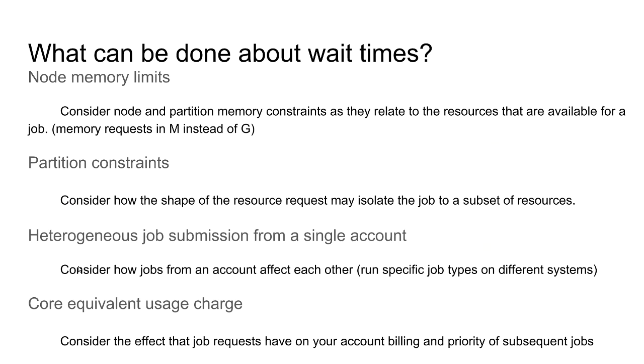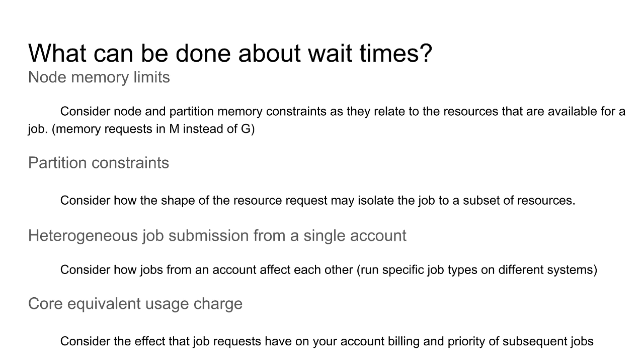Another aspect is that heterogeneous job submissions from a single account can have substantial effects on the wait time of a job. We talked about how different job shapes are more difficult to schedule than others. A very small amount of memory, short runtime job can fit into a lot of places on the system just in terms of backfilling, filling in gaps. Whereas a very large memory GPU job is competing for very few resources and might have to wait quite a while before it can run.